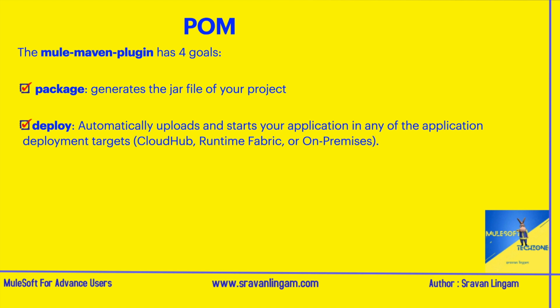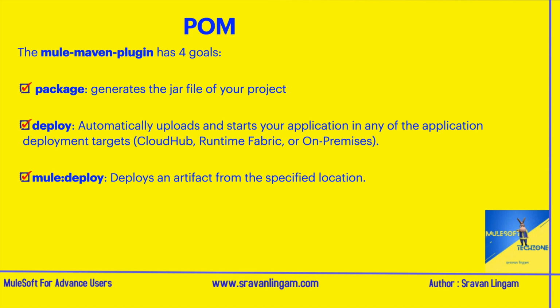So what does the deploy goal do? It automatically uploads and starts your application in any application target. It can be runtime, runtime fabric, CloudHub, or on-premise. So there is another thing called Mule deploy. How is it different from the other deploy? It deploys an artifact from the specified location. You can specify the location, and in that way it will take the artifact from that location and deploy it.